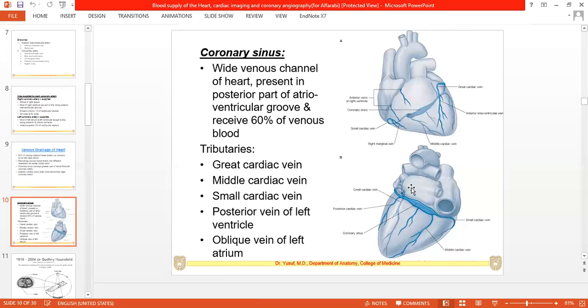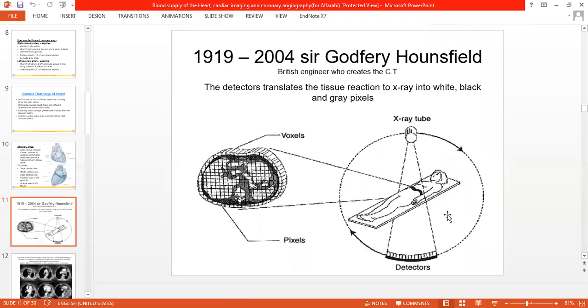There is also a vein coming from the left atrium called the oblique vein. Not shown here in these pictures, but you can imagine, this is the left atrium, so it might be coming from there. Okay, so all these are the tributaries of the coronary sinus. All these veins will be draining. Most of them are coming from the left side, the left atrium and ventricle, and some from the right side of the heart. So this is all about the blood supply.